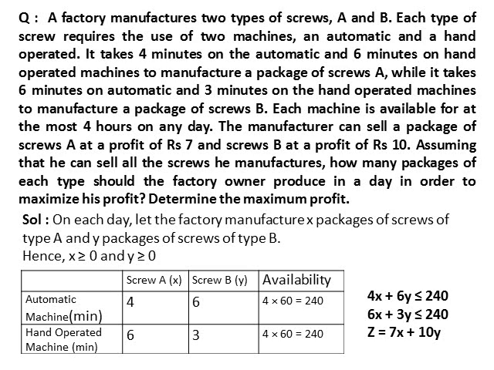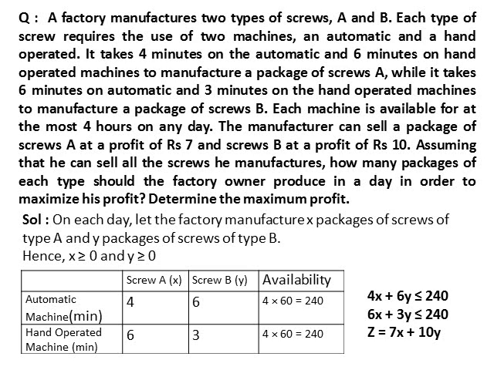Now 1 package of screw A requires 6 minutes of hand operated machine. So x packages of screw A require 6x minutes of hand operated machine. Similarly, one package of screw B requires 3 minutes of hand operated machine. Then y packages of screw B require 3y minutes of hand operated machine, and hand operated machine is available for maximum 240 minutes. So mathematically we write it as 6x + 3y ≤ 240.